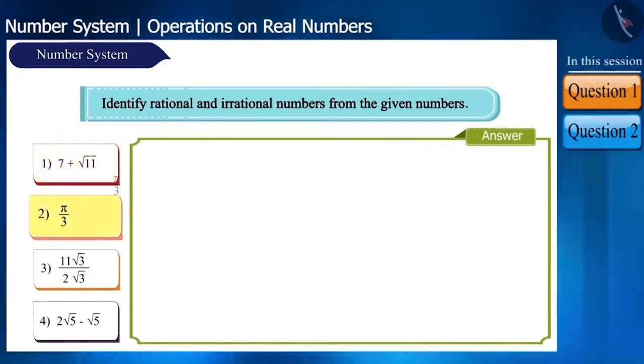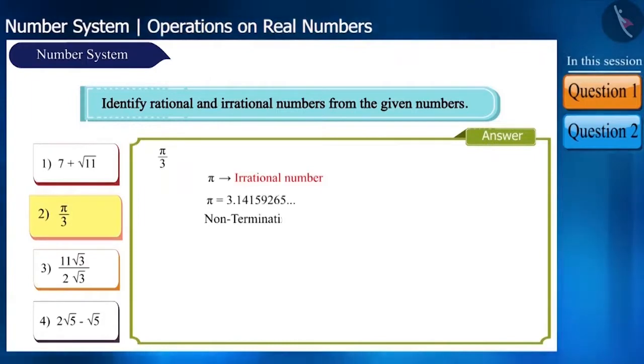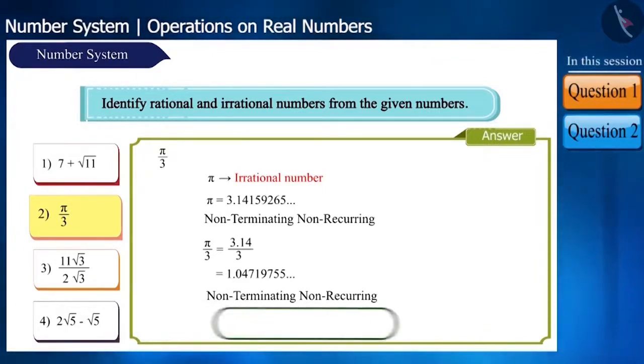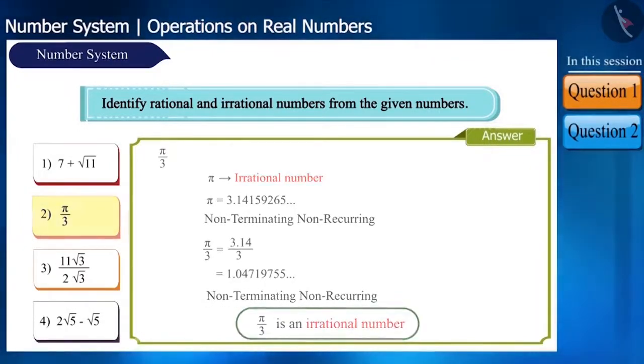The second number is pi by 3. We know that pi is an irrational number and its decimal expansion is non-terminating, non-recurring. Even if it is divided by 3, it will be non-terminating, non-recurring, which means it is also an irrational number.